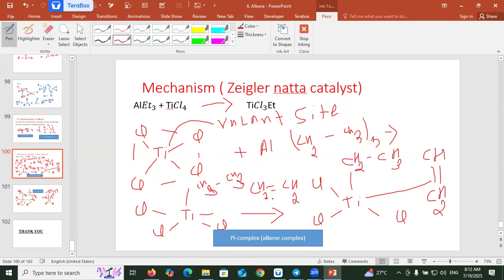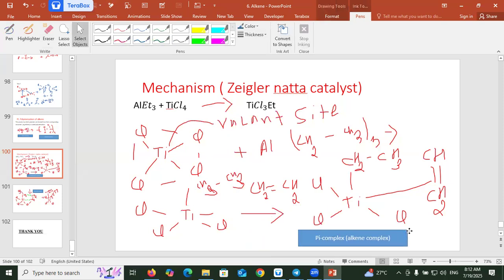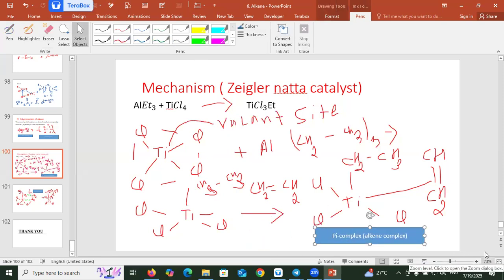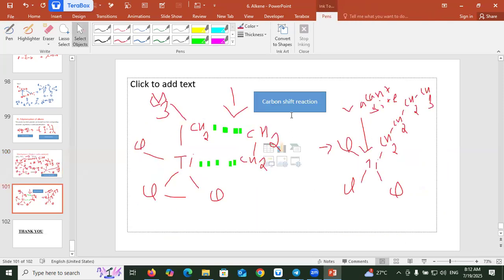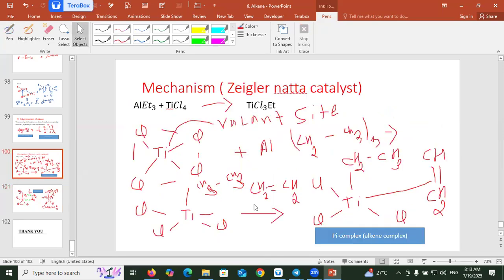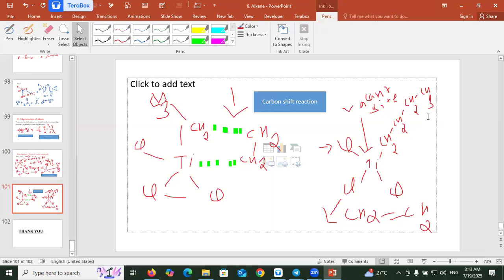And when this alkene is added, it produces this pi complex, and it forms the carbon shift reaction, and this carbon is shifted toward this, and again a vacant site is created, and again at this vacant site another alkene can react as before, and another pi complex is formed, and again the chain is generated, and the polymerization occurs.